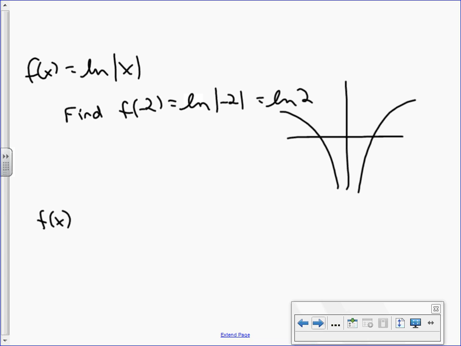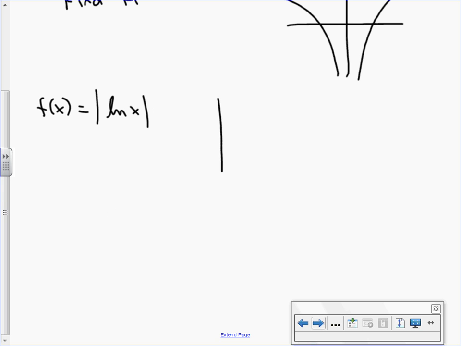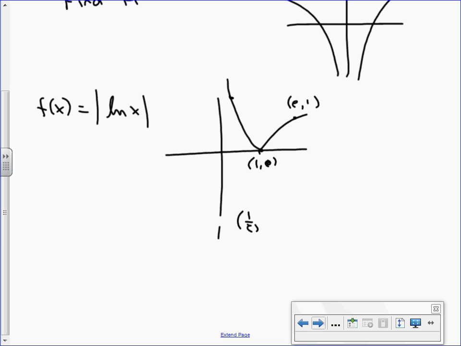If instead you put the absolute value on the whole thing, like this, then any part of this graph that's below the x-axis will go away and will flip up here and get reflected to the top. So this point is still 1, 0, and this point over here is still e, 1. But when you flip this up, it was down here, it was the point 1 over e, -1. So it's going to end up being 1 over e, 1. Oh, I didn't line that up very well. Those two should be lined up. Okay, so simple, basic transformations.